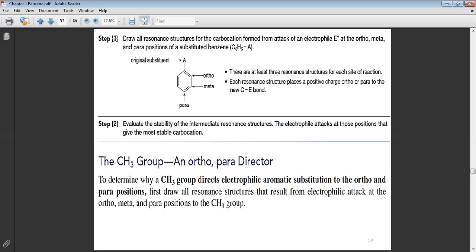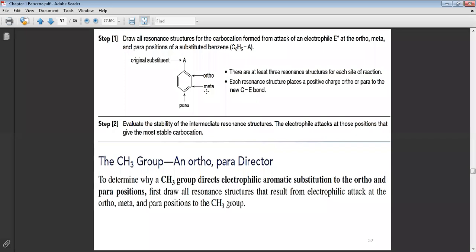And look here, there are at least 3 resonance structures for each site of the reaction, ortho or meta or para, for each site of substitution. Each resonance structure places a positive charge ortho or para to the new carbon-electrophile bond. Now I will explain for you one by one.